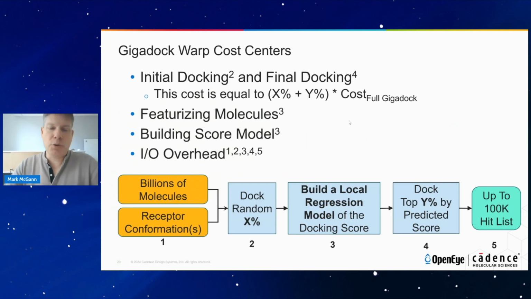And because of that, I just want to cover briefly what the cost centers are of this flow. For the Gigadock flow, that's actually relatively straightforward. It's almost all the docking. So if you do the analysis, you wind up with somewhere above 95% of the cost being just in the docking. It's efficient in some sense, but it's costly overall.